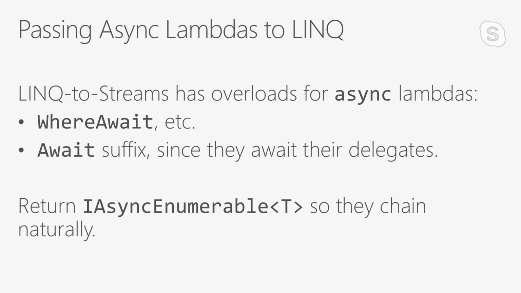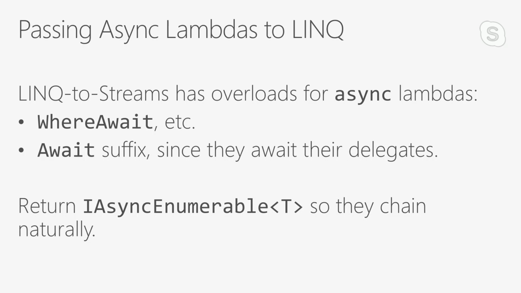Now, right now, the naming is very subject to change because this is in preview. But right now, any method that takes an asynchronous lambda has an await suffix. And I think that they did this because the idea is that these methods await the delegates that you pass to them. So the method name is quite odd for most coding conventions. It's called WhereAwait, the version of Where that takes an asynchronous lambda. And these also return an async enumerable, so they can chain with other LINQ methods very naturally. So the methods that end in Await are the ones that take asynchronous lambdas.